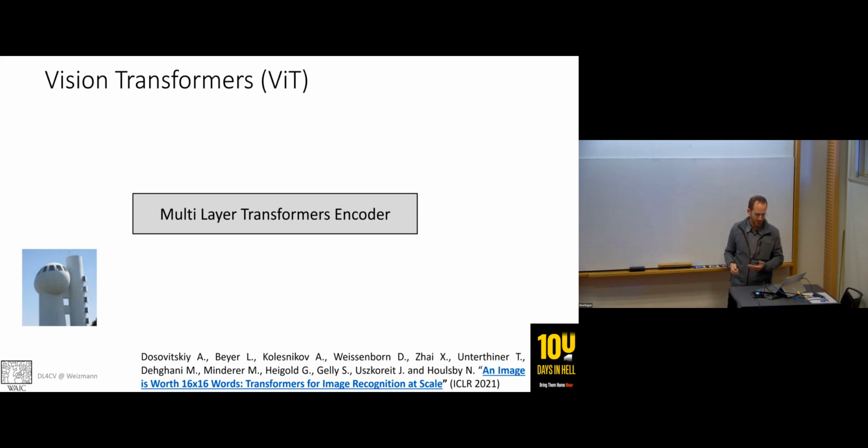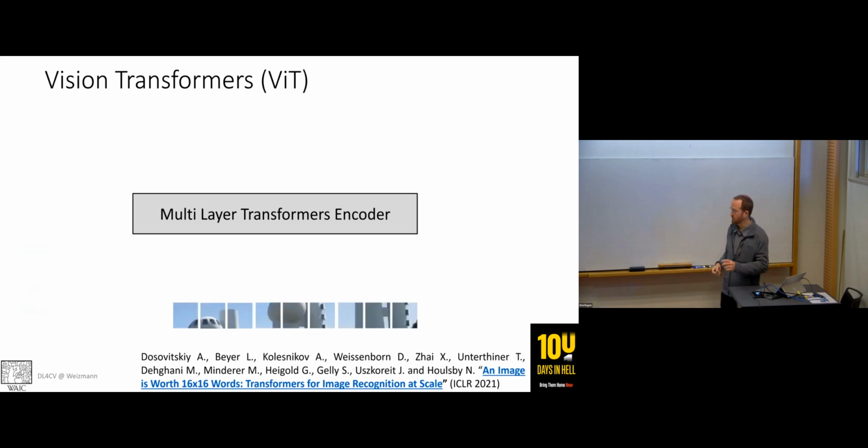Okay, so what we can do, we can actually artificially break the image into a sequence. So we take non-overlapping patches of the image, and each patch is now going to be a token in our sequence. And we have a sequence of patches that used to be an image.